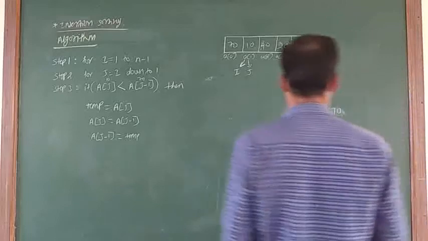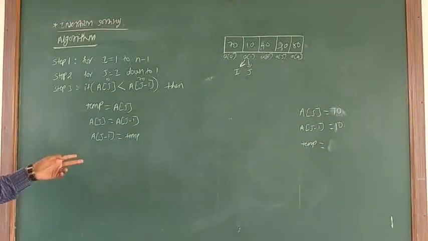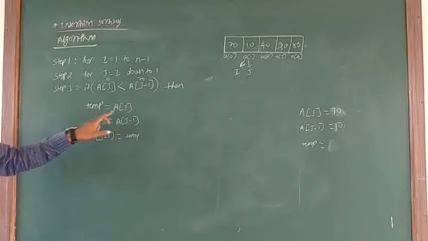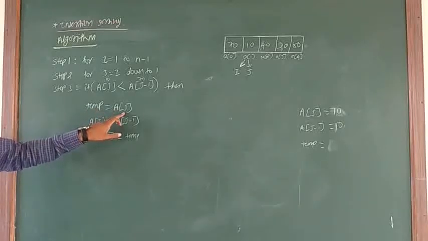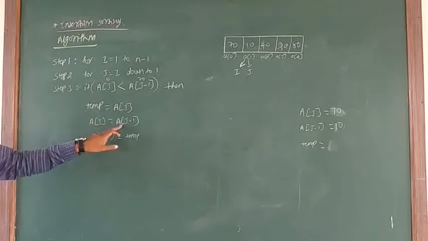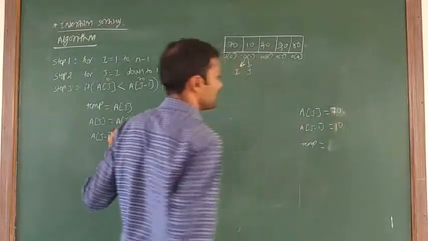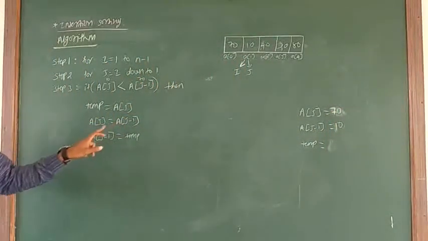Values get exchanged. Temperature is equal to A of j, that is a 10. A of j is equal to A of j minus 1. A of j minus 1 is 71, that is 71. Now A of j minus 1 is equal to 10.